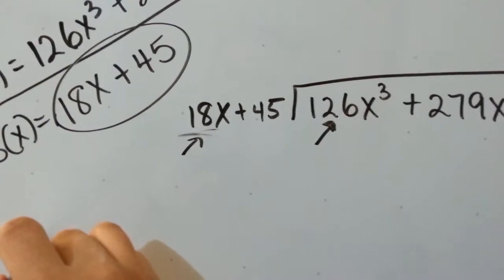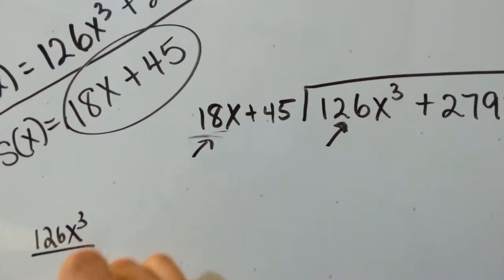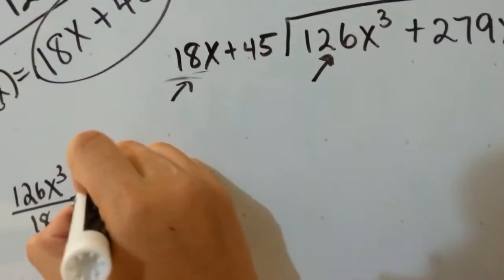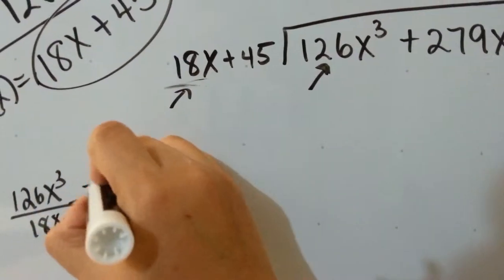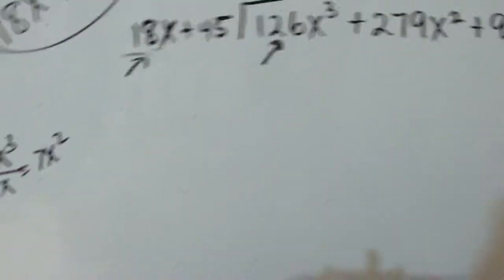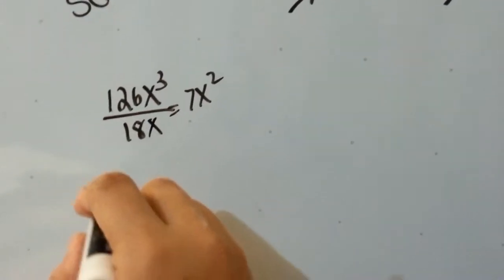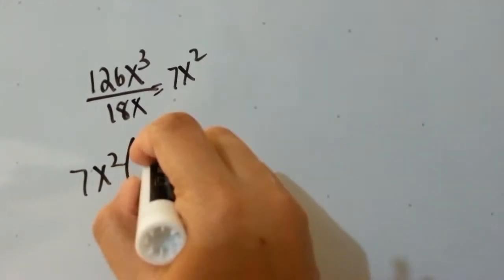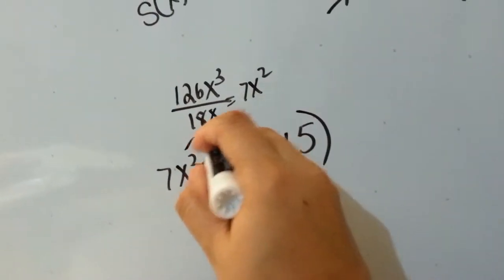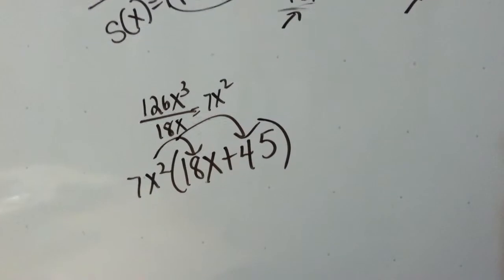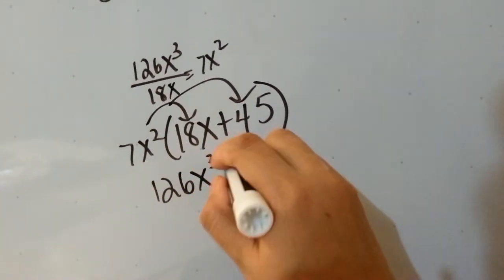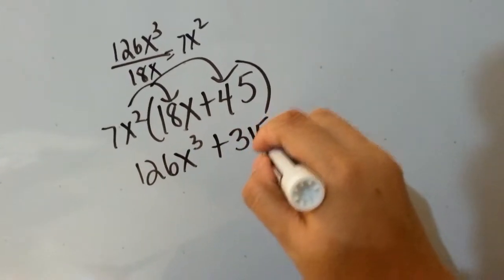So then you say, well, 126x cubed over 18, what can that possibly be? Well, it's 7x squared. So we need a 7x squared over here. And then you do 7x squared times 18x plus 45, and you distribute that in. And you get 126x cubed plus 315x squared.